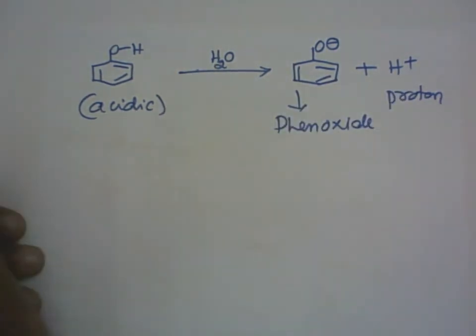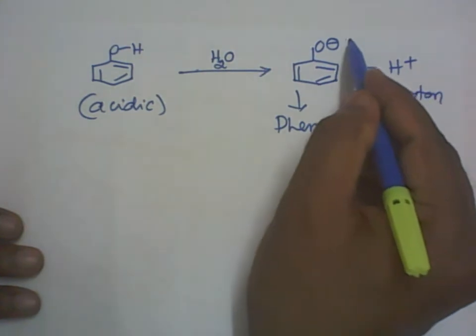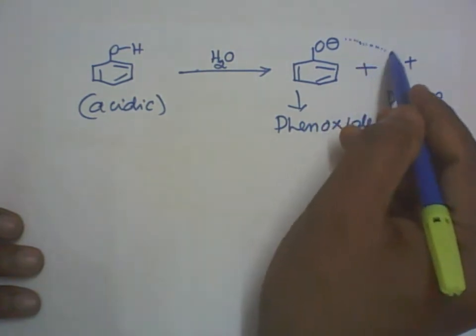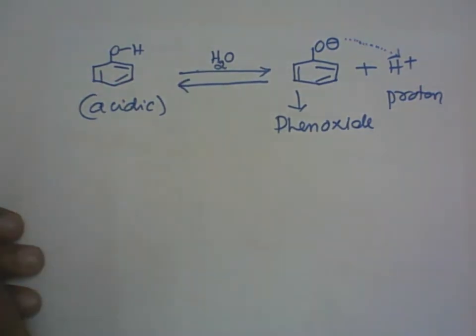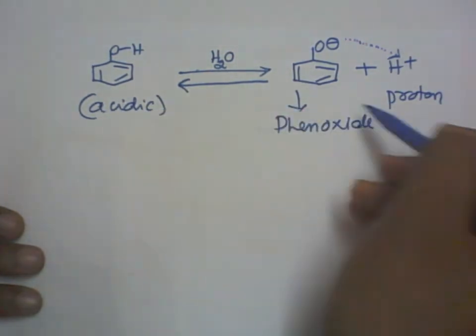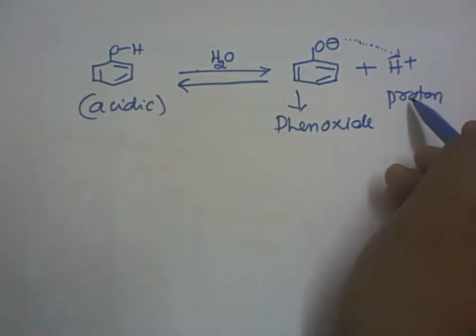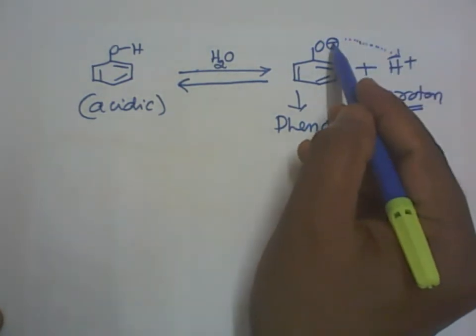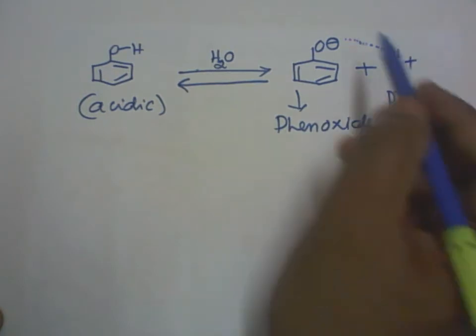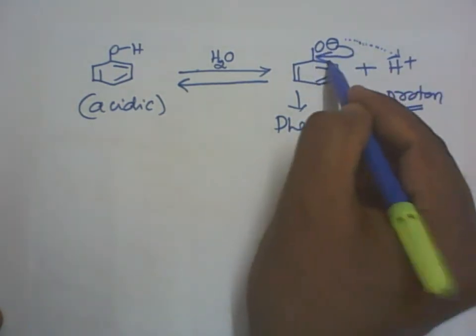Now there is a possibility. What is the possibility? The possibility is that this O minus can take up H plus and you can get back the same phenol molecule. If that is the case, if the backward reaction is more favorable, then it will not produce H plus ion. It won't be acidic enough. Now, phenols are acidic enough. Why? Because the O minus negative charge is not available for H plus, because it undergoes resonance here.